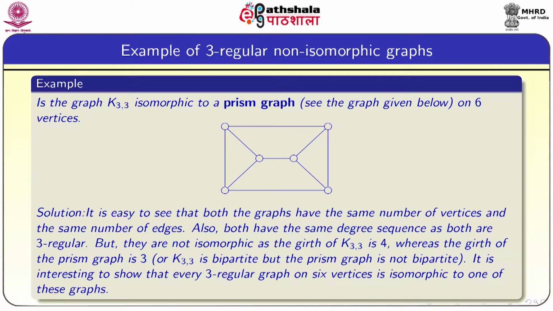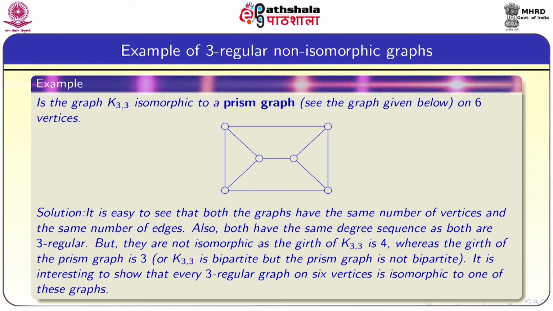Examples of 3 regular non-isomorphic graphs. The graph K33 is compared to the prism graph. The prism graph is shown below. Prism graph on 6 vertices, it is like this.